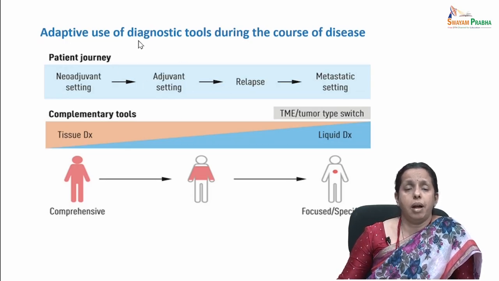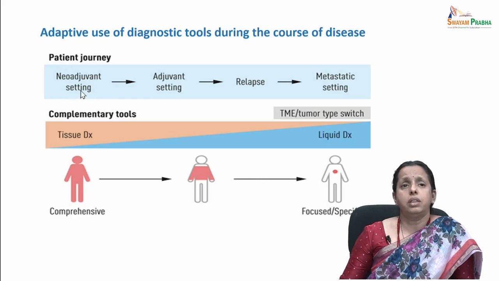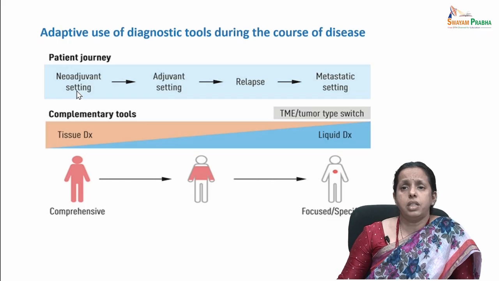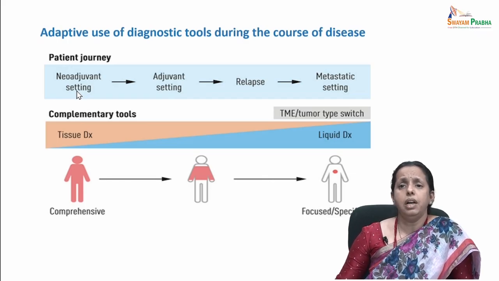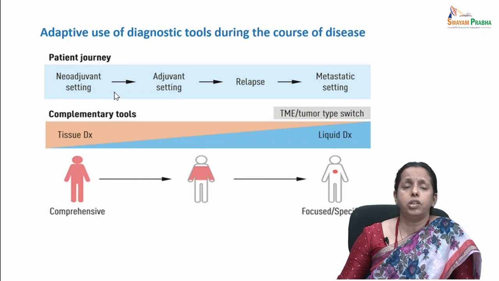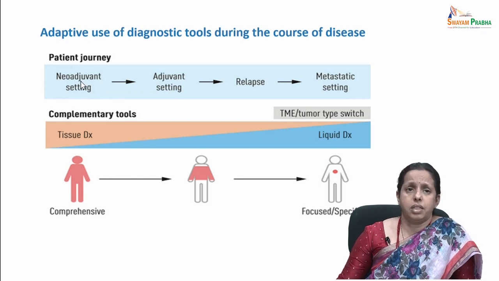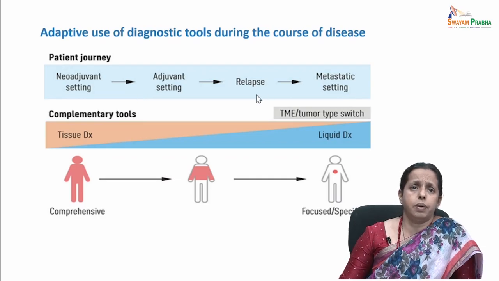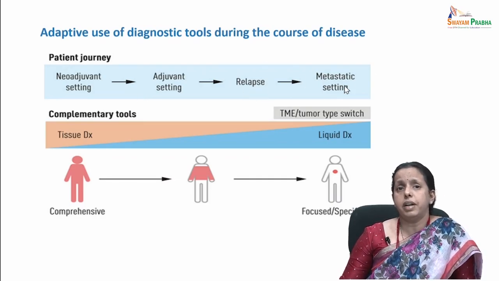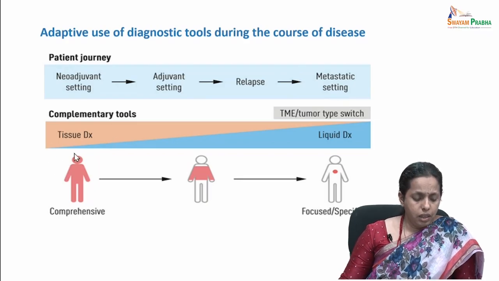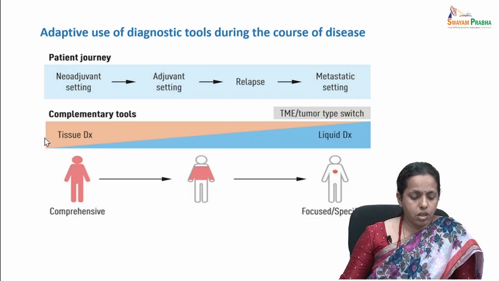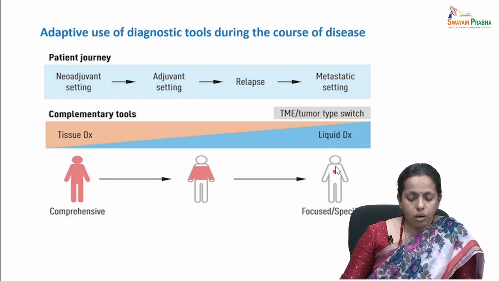These are diagnostic tools that are used adaptively during the course of your disease. In the patient's journey, they start treatment initially with a neoadjuvant setting, before the main treatment, with the goal of making the main treatment more likely to be successful. For example, your regular cisplatin, and then the specific adjuvant treatment, then if there is a relapse or a metastatic setting, you have complementary tools: your tissue biopsies and your liquid biopsies.